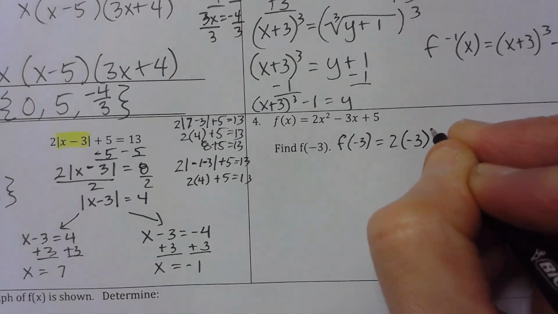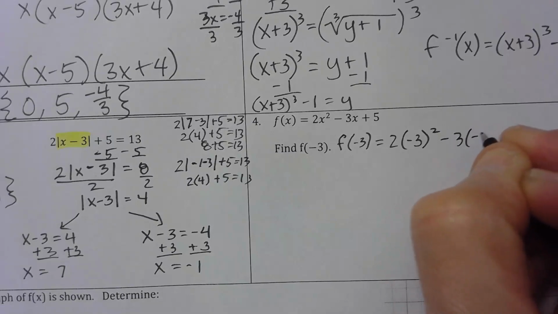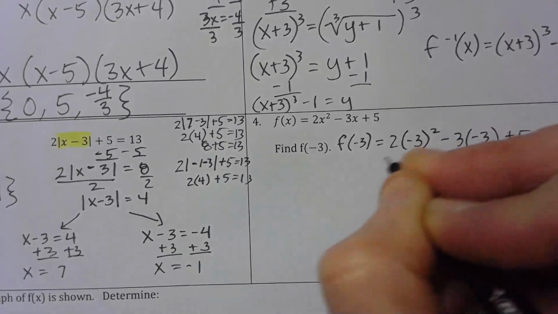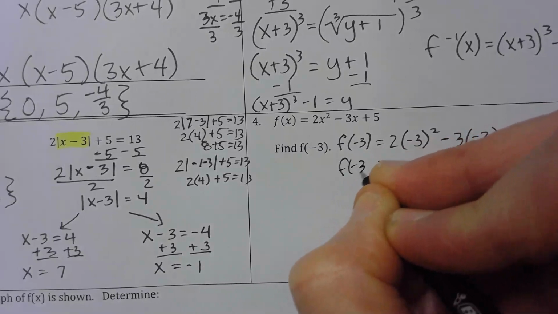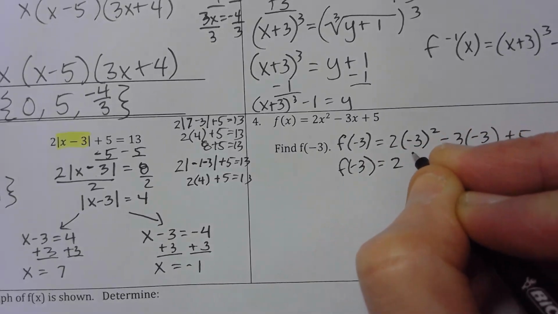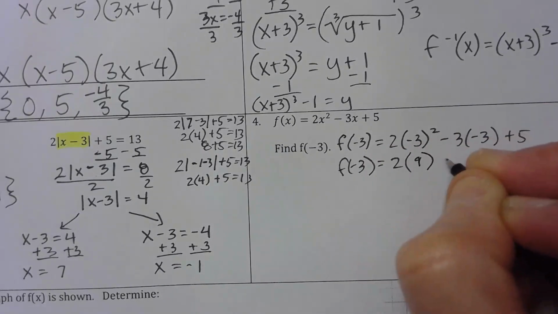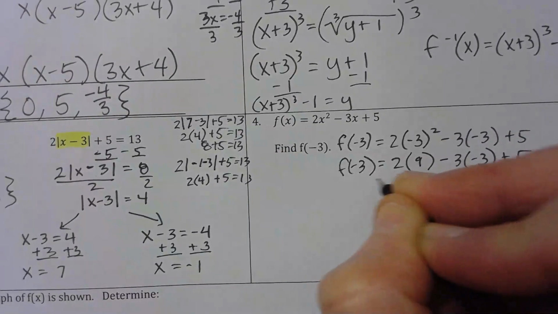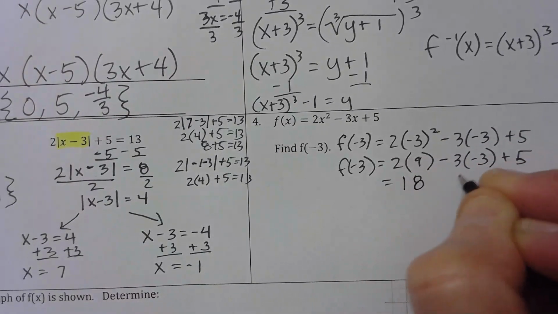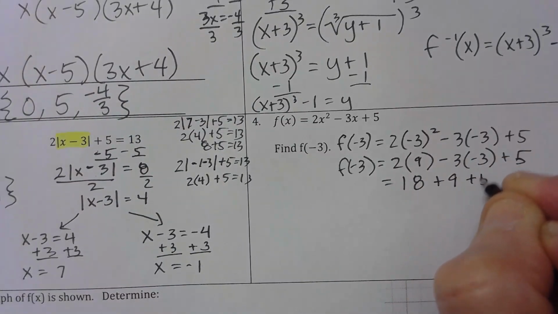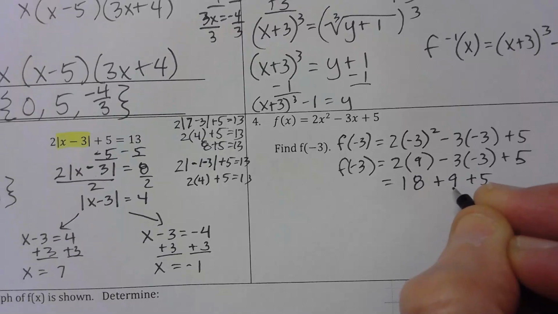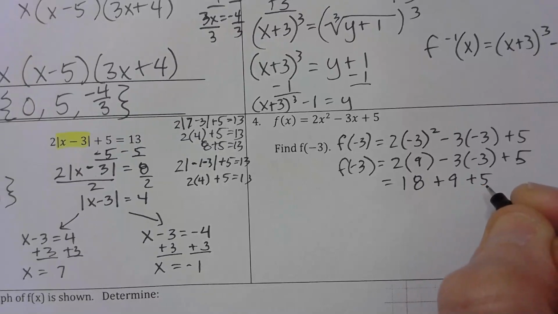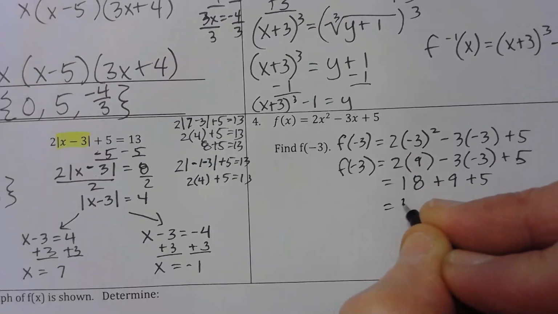I replace each x with -3. And I've got to follow my order of operations. I do exponents first, so -3 squared is +9. And then I do multiplication, -3 times -3, again, +9 there. 18 plus 9 is 27, plus 5 is 32.